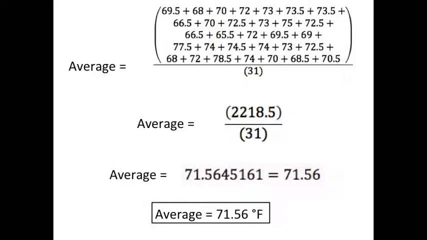Once you add all of the daily temperatures together, you will get 2,218.5, and you will divide that by 31 for the days in July. This will give you an answer of 71.56 degrees Fahrenheit. Therefore, you can say that the average monthly temperature for July 2017 in Muskegon was 71.56 degrees Fahrenheit.